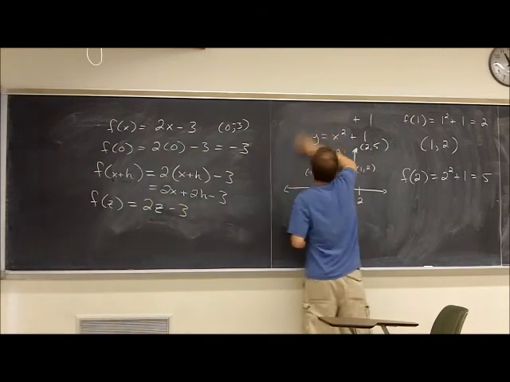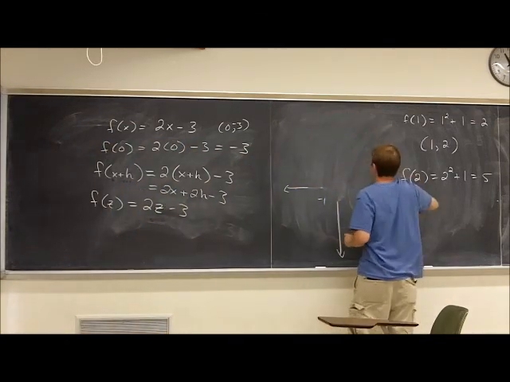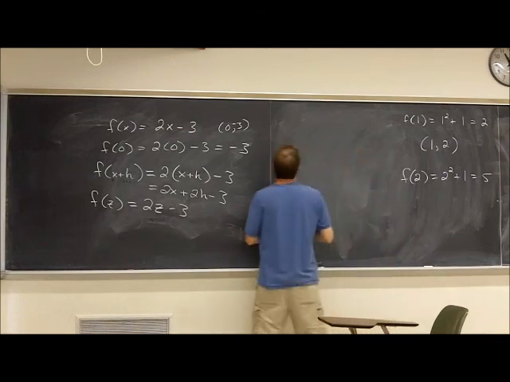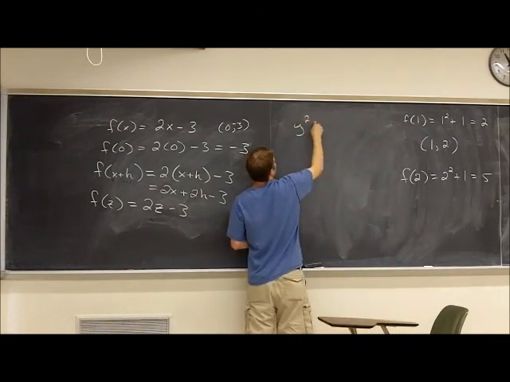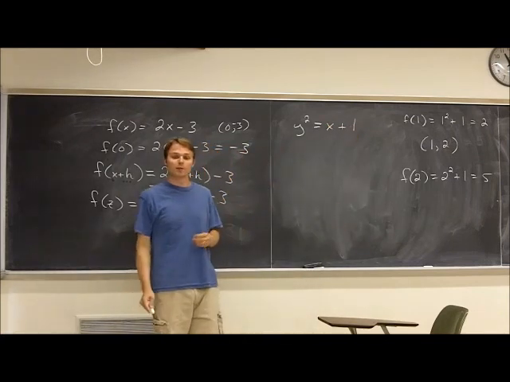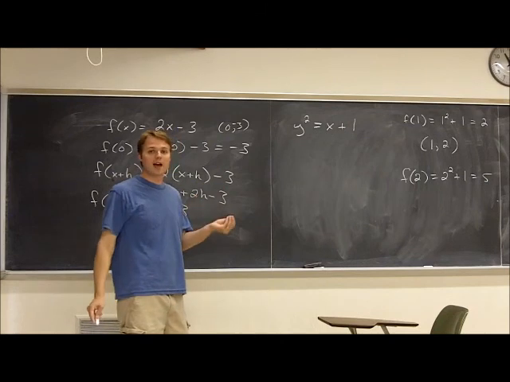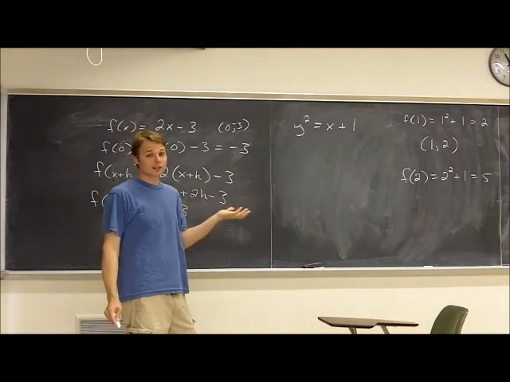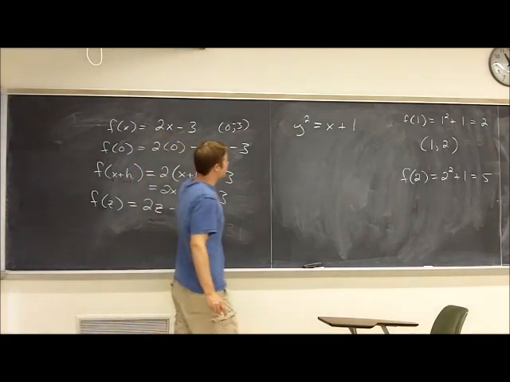Let's look at something that wouldn't be a function. For example, something like this, y squared is equal to x plus 1. If I'm trying to say that this is a function of x, where x is the input and y is the output, this is not actually true. Well, why is that?